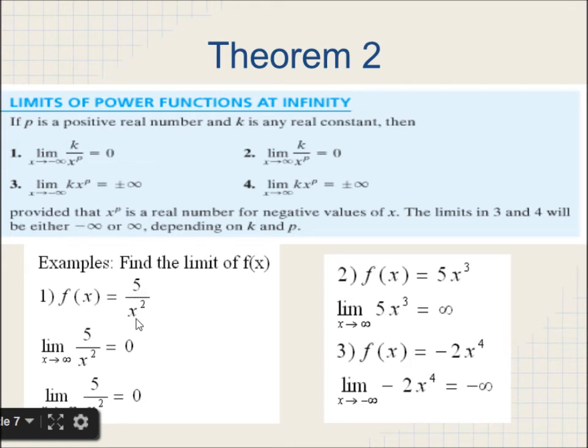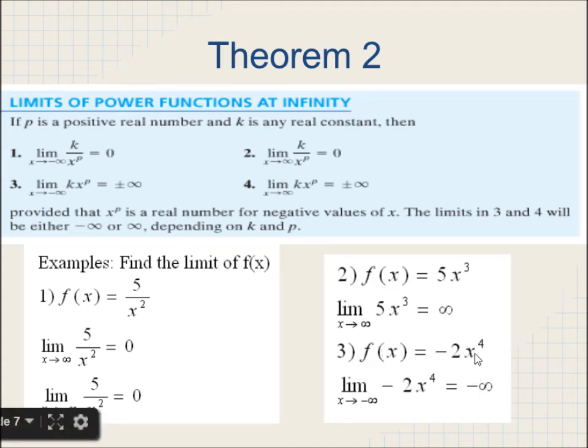So the first example is f(x) is equal to 5 by x squared. As x approaches infinity, the value is 0. That we already know. Anything divided by infinity is equal to 0. So the first answer is 0. And even if it is minus infinity, if we put minus infinity in place of x, it is again 0, as we all know. And in the case of multiplication, 5 multiplied by x cubed, anything multiplied with infinity is infinity, so this proves this.